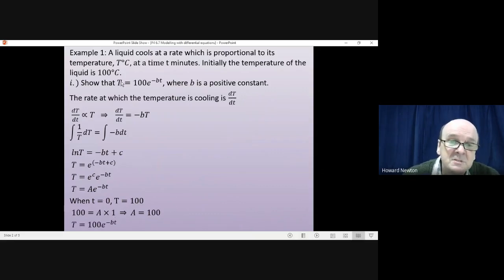And that gives us the solution we were trying to get. T is equal to 100 e to the minus bt. At this point here, you may well have chosen to use a different letter than b. If you did, you'll have a different letter here, but that wouldn't be a problem.